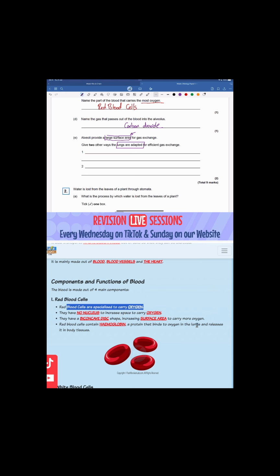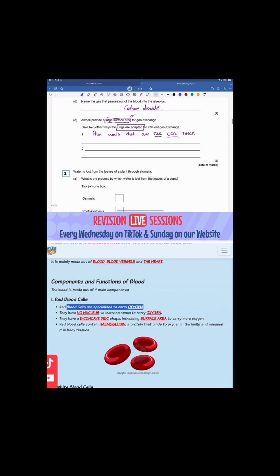They've got very thin walls. So thin walls that are 1 cell thick. One cell thick. Yep, good. Not lots of mitochondria. That's in cells. I think you're thinking of muscle cells. They have lots of mitochondria. So that's one thing. Spongy, no, that's not going to make it more efficient.